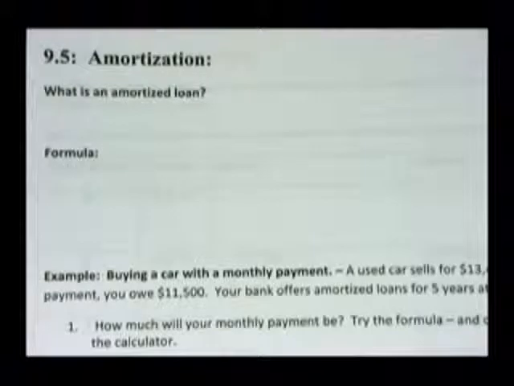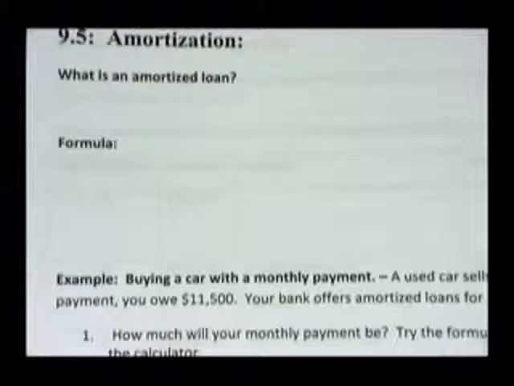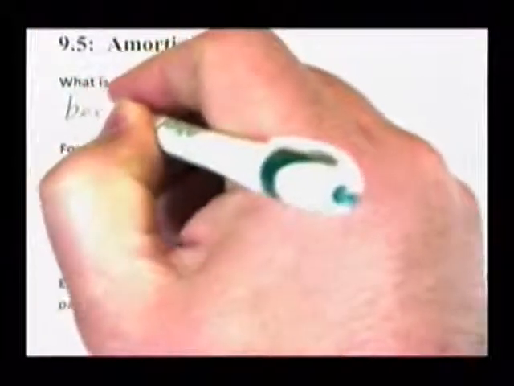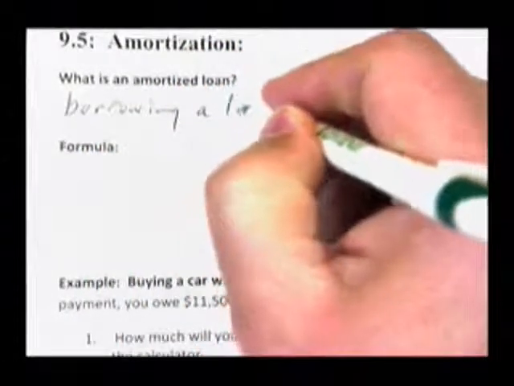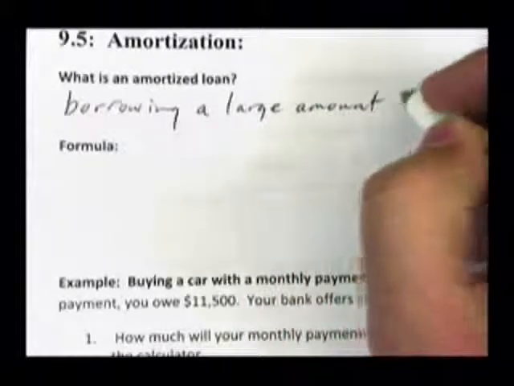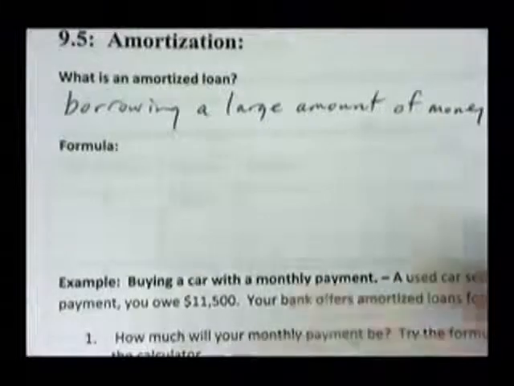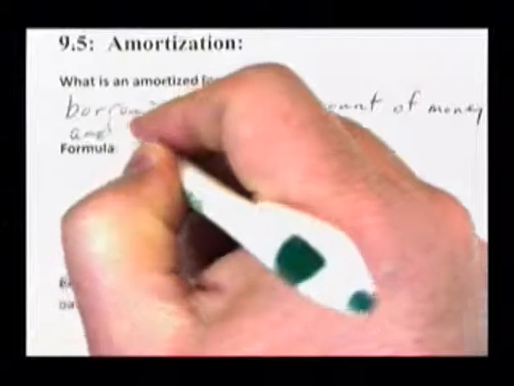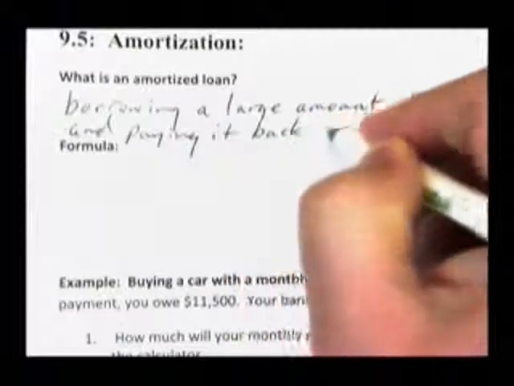All right, so let's start out with what is an amortized loan. I can't say it. Whatever. Amortized loan. All right. What is the idea there? Well, basically what you're doing is you're borrowing a large amount of money and paying it back, typically monthly.